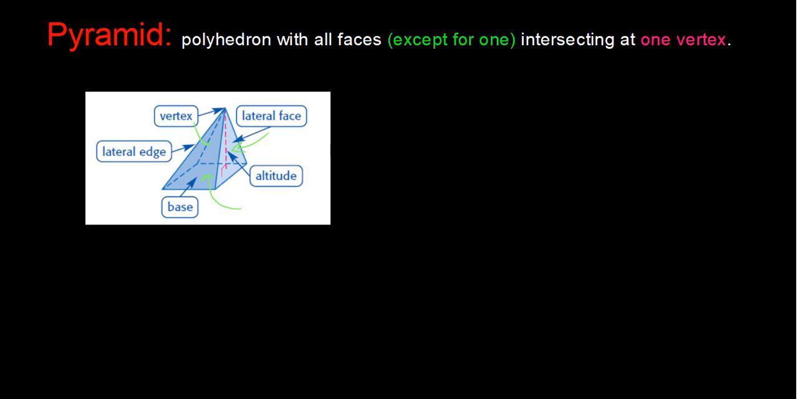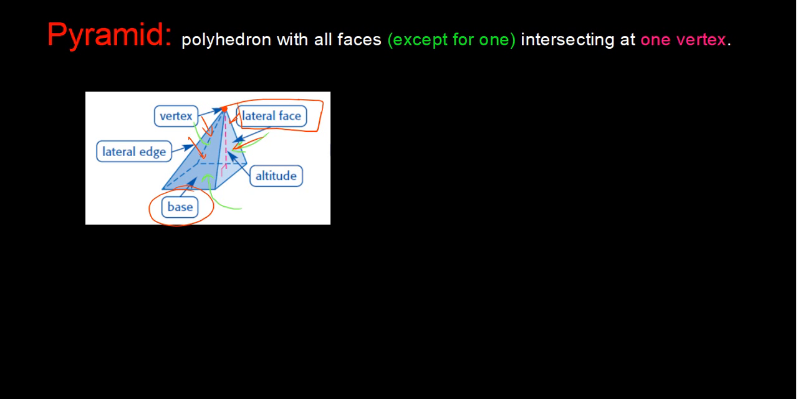Because let's look at the other faces. This face over here, this face, and this face over here. These are the lateral faces, and they are all intersecting in this point, in this vertex, okay? So all the faces that are intersecting in this vertex are called the lateral faces. The only one which is not intersecting in that point is called the base, okay?